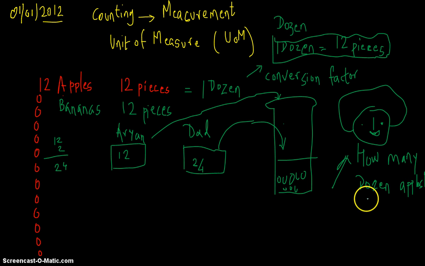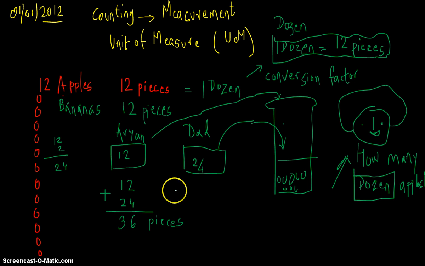Now remember one thing, she is interested in knowing dozens, okay. So first of all, you have 12 and I have 24, so we are going to add this number. 2 plus 4 is 6, 1 plus 2 is 3, so we have a total of 36 apples, which means we have 36 pieces of apples, right? And now 1 dozen is 12 pieces, so 36 divided by 12, right?